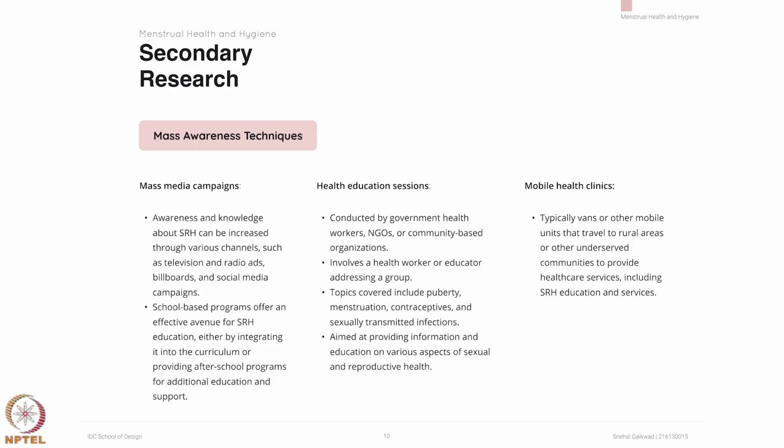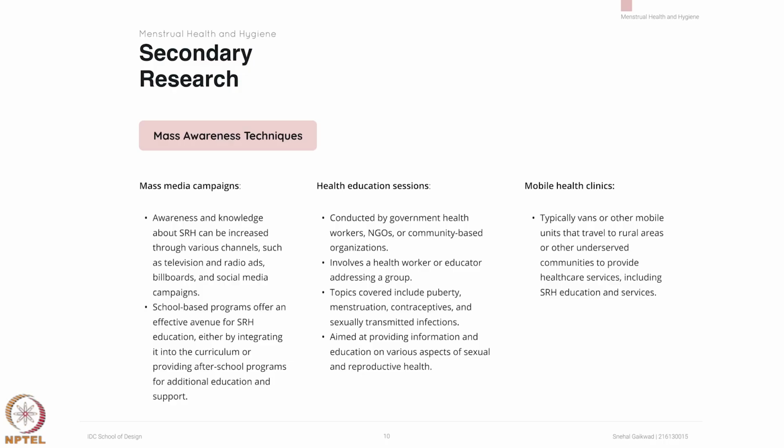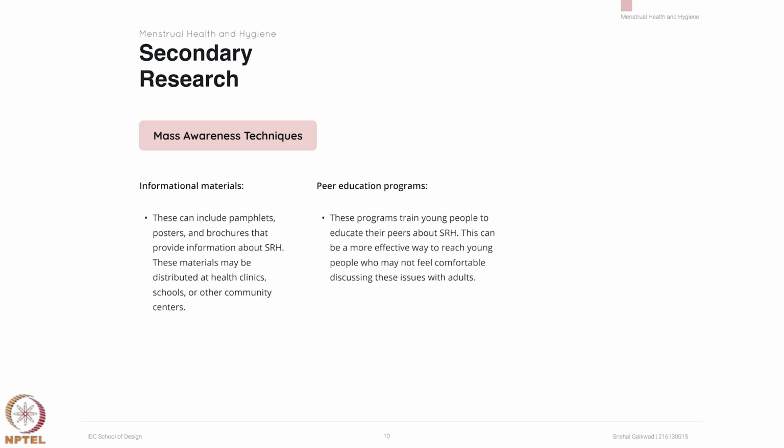What are the mass awareness techniques that are being implemented right now? So what are mass media campaigns? Then health education sessions arranged by NGOs and other organizations. Then there are mobile health clinics which run in remote places in rural areas. Then various informational materials like the Sabla scheme, pamphlets and booklets provided by the government.